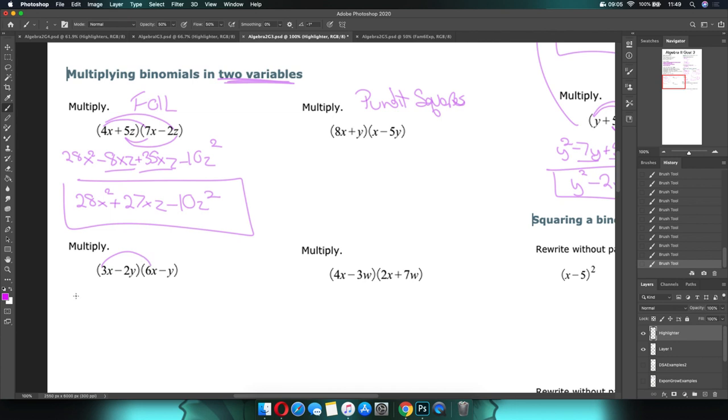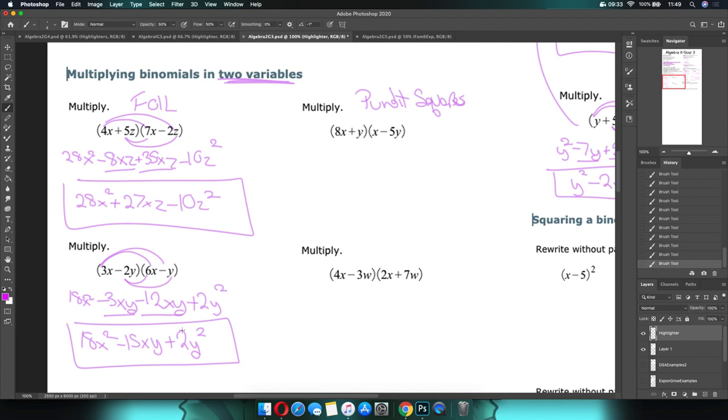All right, FOIL again for this side. We have 3 times 6, that is 18x squared. 3 times y is negative 3xy. 2 times 6 is 12xy. And then 2 times y is positive. Negative times a negative is a positive 2y squared. Like terms. So 18x squared minus 15xy plus 2y squared. There we go.